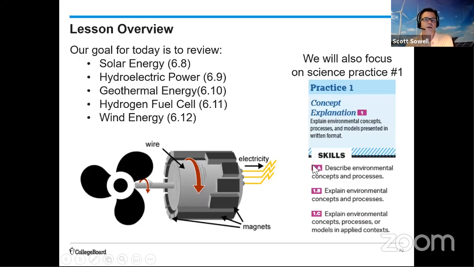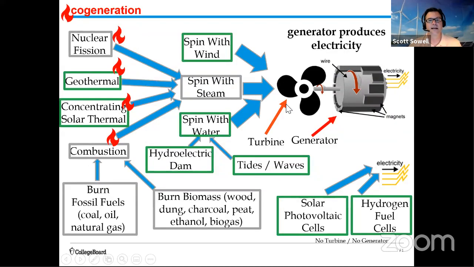All right, so where did we go today? We talked about solar, hydroelectric, geothermal, hydrogen fuel cell, and wind. And for each one, how does it work? Pros and cons. And then we also practiced several times being able to describe and explain some of these concepts. So again, I love this little diagram. It helps me to remember everything all in one spot about the different ways we can produce electricity.